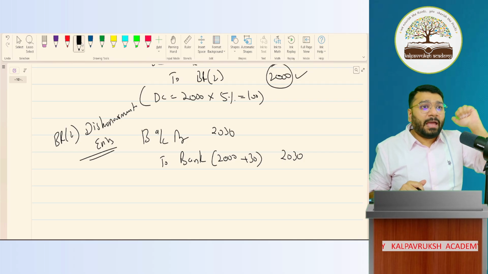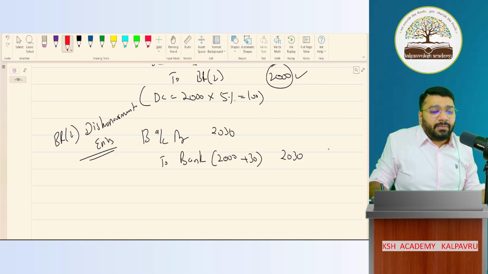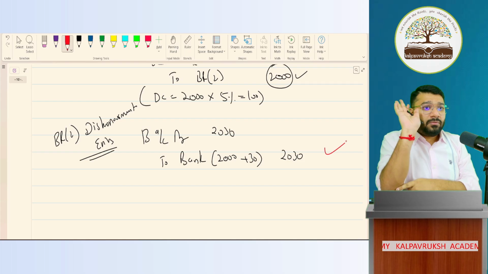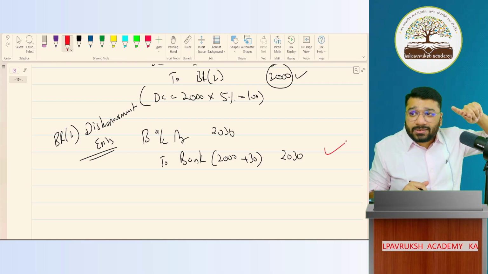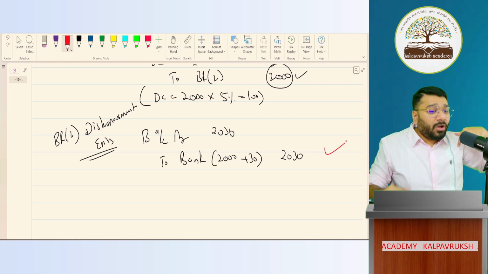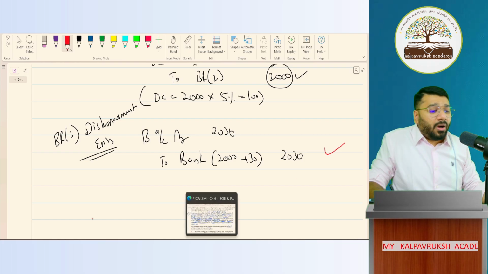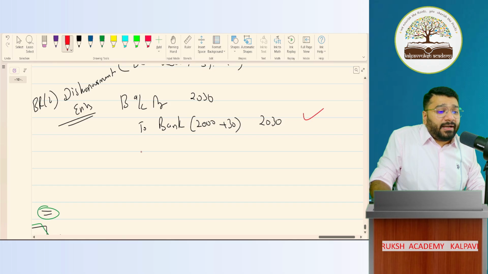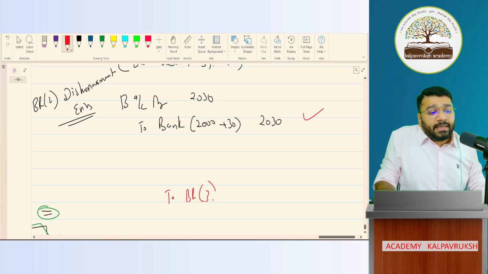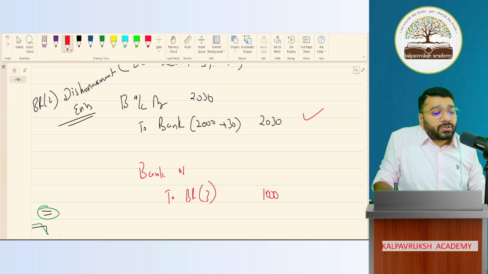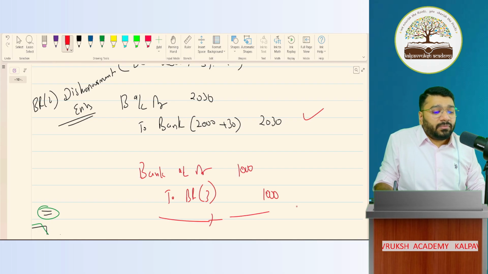Okay. BR2 was discounted and later the bill was dishonored. So this is the dishonorment entry. BR3, was it endorsed? Is it discounted? No. But who is the holder of the bill? We are, A. On the due date, we presented the bill and the bill was honored. So what is the honorment entry? When I presented the bill from my hand, the bill BR3 went out. How much? 1000. And what did you get against it? Money in the bank. So bank account debit 1000. Game over.